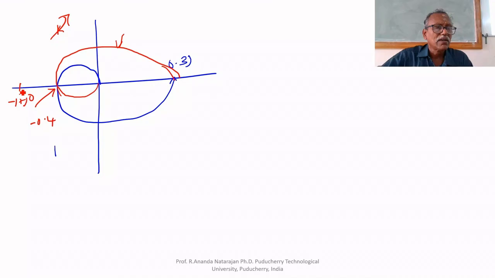When K equal to 0, what happens? This point comes here, coincides with the origin. Therefore, K must vary from 0 to 5.